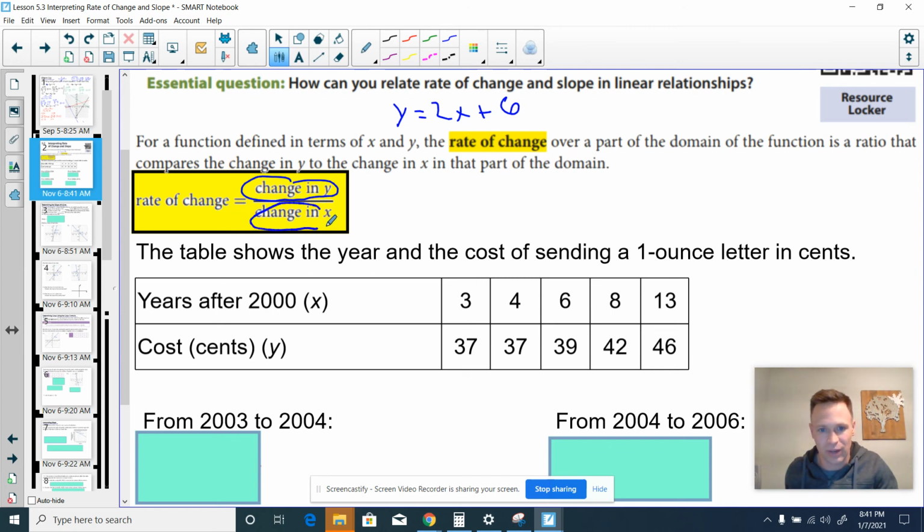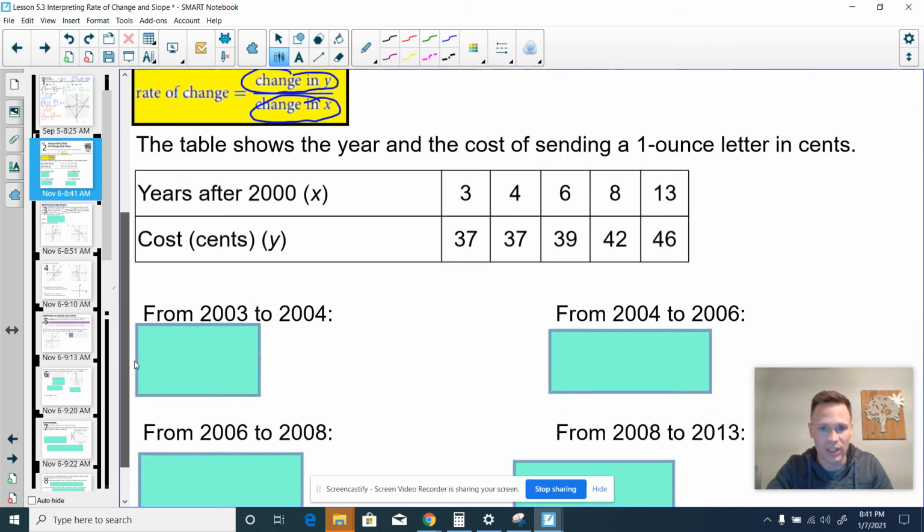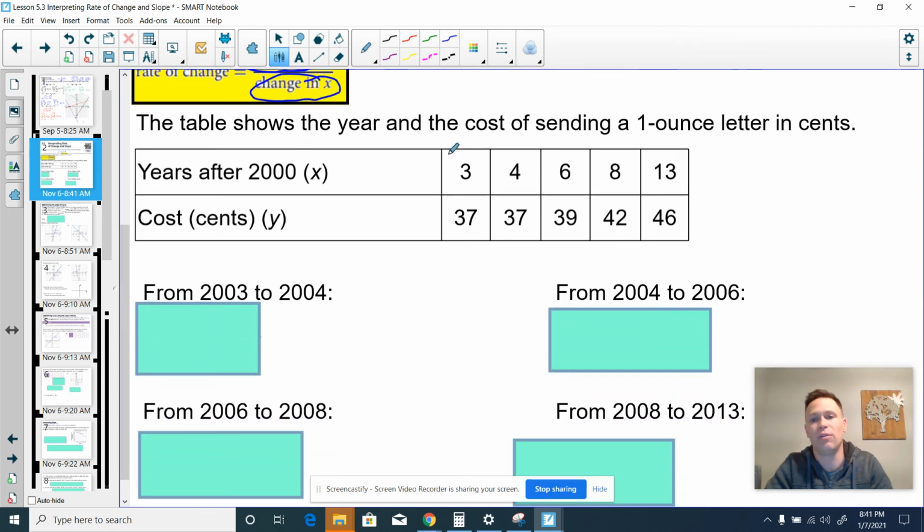So that's really fancy to just say rate of change is the comparison of how much the y values change compared to, at the same time, how much those x values change, okay? So the table shows the cost of sending 1 ounce letters in the mail, okay? We have this, it's kind of strange. It's 2000 and then x, but it's 2003, 2004, 2006, 8, 13, right? So this year right here is 2013. And then we have cents for sending a 1 ounce letter for y, okay?